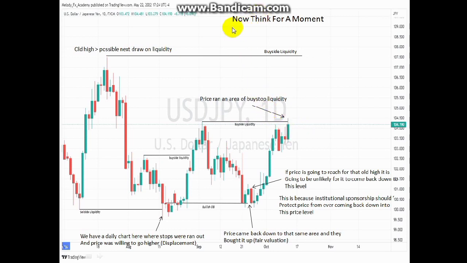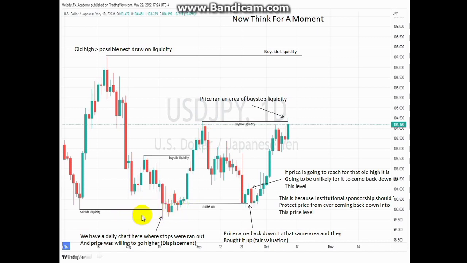Now we have to do a little bit of thinking right here. We have a daily chart where stops were run out. We had an old low that created this displacement, right? Then we have price return to a fair valuation. We have a daily chart here where stops were run out and price was willing to go higher, which is obviously in this area. Then price came back down to the same area and they bought it up, which is fair valuation.